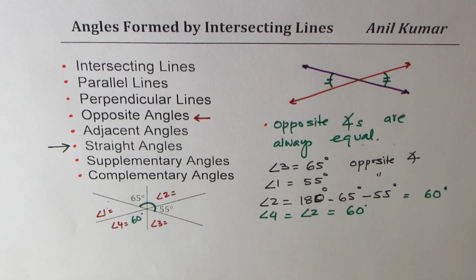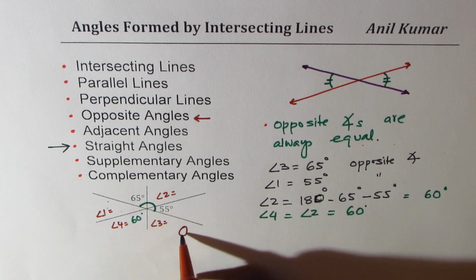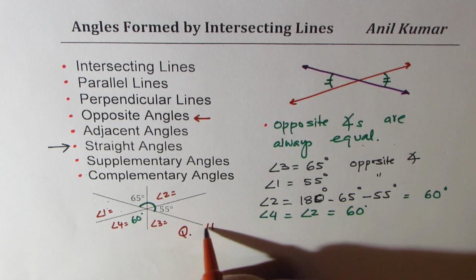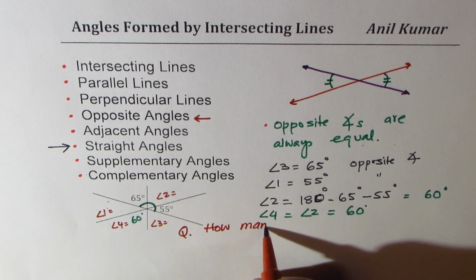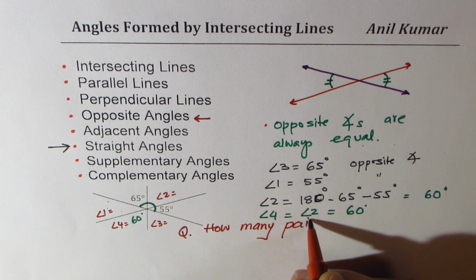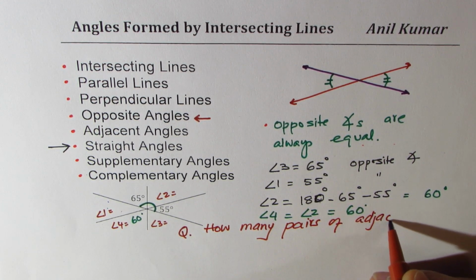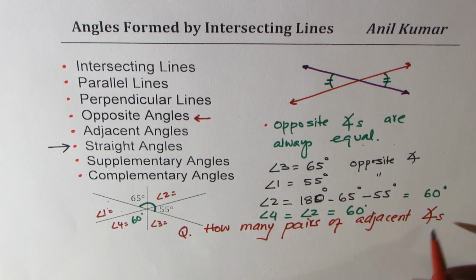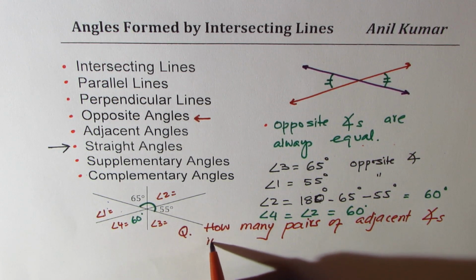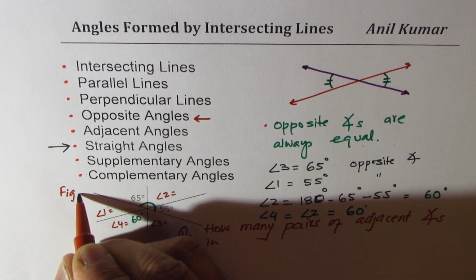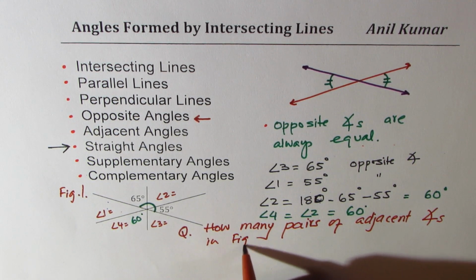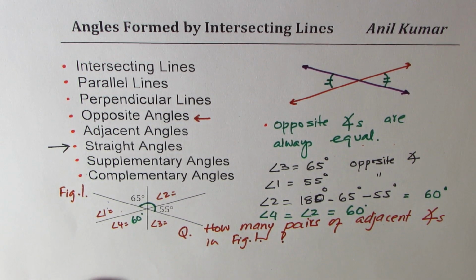So we have seen in this particular case so many adjacent angles formed by 3 intersecting lines. Now, the question for you is, how many pairs of adjacent angles are in this figure? Let's call this figure 1. I'd like you to put this in comments and let's see who gets it right. How many pairs of adjacent angles do we have in figure 1?